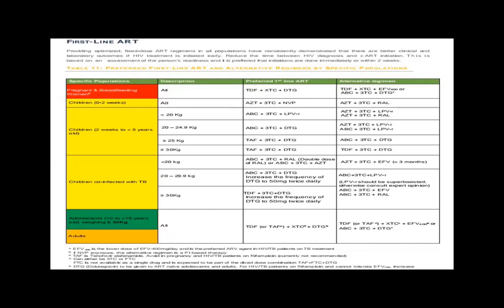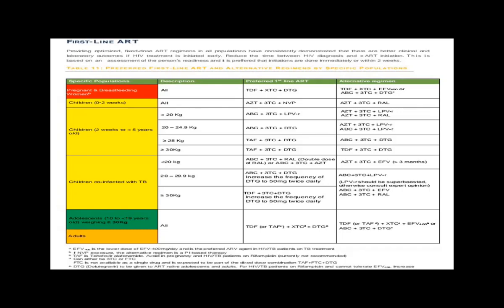For children with co-infection with TB and less than 20 kg, we're going to give abacavir plus lamivudine plus dolutegravir, of which we're going to double the dose of dolutegravir, because in HIV co-infection with TB, we're going to give drugs such as isoniazid, which will reduce the dosage of dolutegravir. Or we can give abacavir plus lamivudine plus zidovudine.